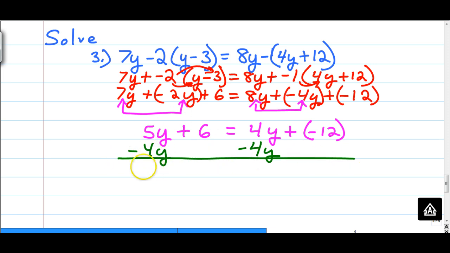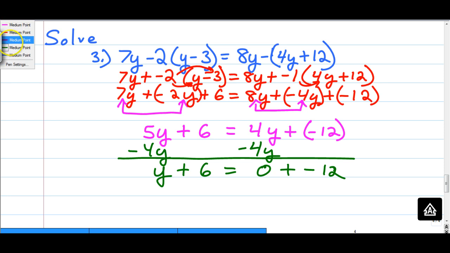This leaves me with a 1y. I don't need to show the 1, however. I can just show the y. Plus 6. This one went down to 0, plus a negative 12. Next, I want to move those constants. I want that y on its own. So I'm going to come in here and I'm going to subtract a 6 off both sides, minus 6.